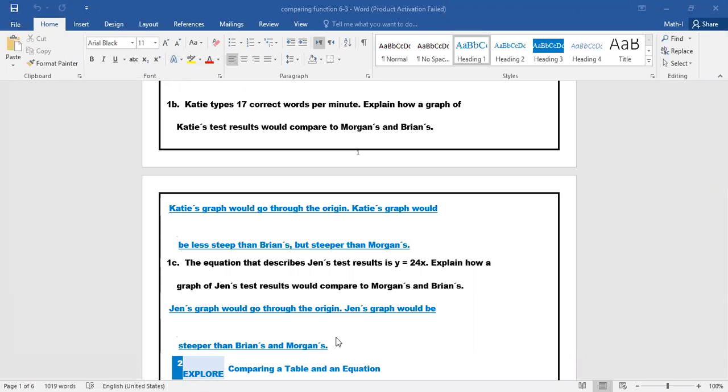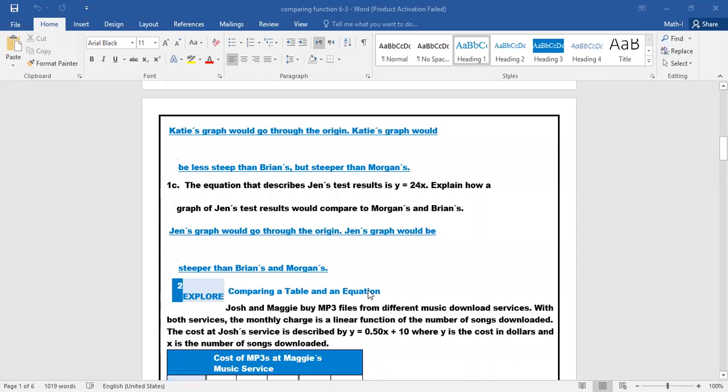We compare the functions to find the difference between the two slopes, or the relation between them, and also between the y-intercepts. But in the previous examples, all of them passed through the origin, so we only compared the unit rate. Any questions so far? The second part is comparing a table and an equation. You know that we can compare a table and a graph; we can also compare a table and an equation.